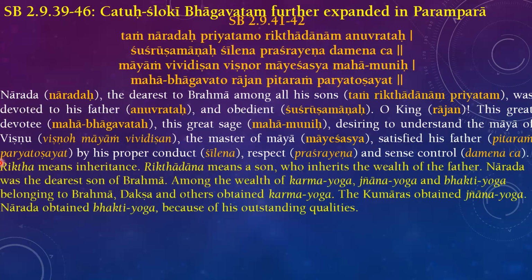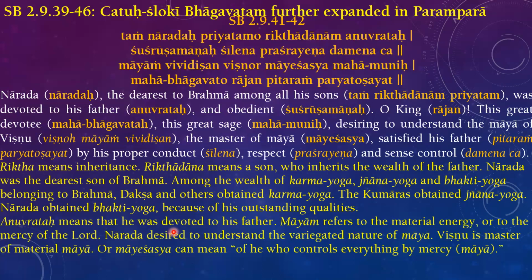Then what happened? Rikta means inheritance. Rikta Dana means a son who inherits the wealth of the father. Narada was the dearest son of Brahma. Brahma's wealth is Karma Yoga, Jnana Yoga, Ashtanga Yoga, and Bhakti Yoga; these are the different possessions belonging to Lord Brahma. Daksha and other great sages obtained Karma Yoga as their inheritance. The four Kumaras obtained Jnana Yoga and Ashtanga Yoga as their inheritance. And Narada Muni obtained Bhakti Yoga as his inheritance because of his outstanding qualities.